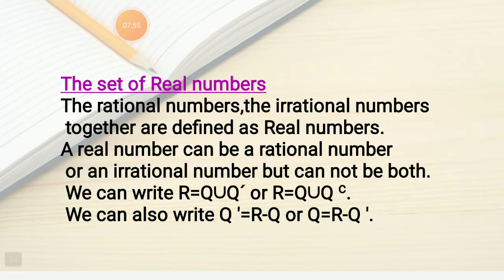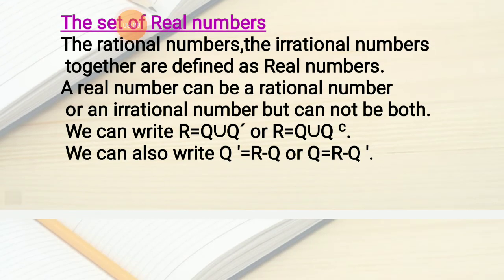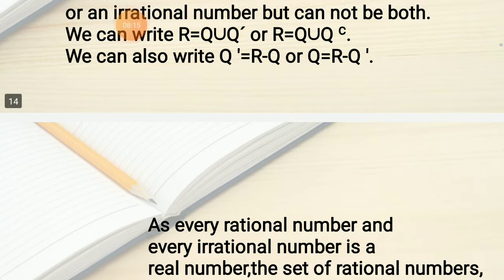The rational numbers and the irrational numbers together are defined as real numbers. A real number can be a rational number or an irrational number, but cannot be both. We can write R is equal to Q union Q dash, or Q union Q power c. We can also write Q dash as R minus Q. We can also write Q as R minus Q dash.